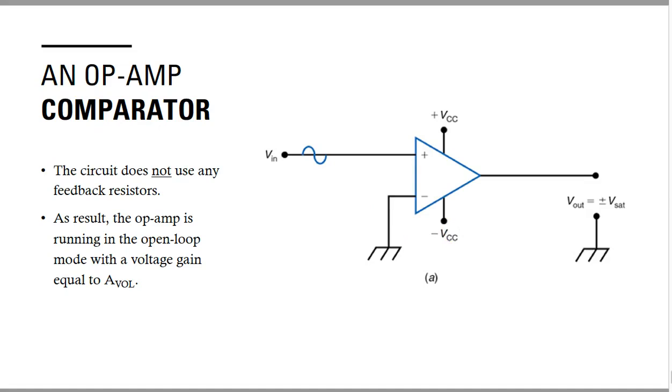Now next we have the comparator. A comparator compares the two voltage levels which are given at the input side, and comparators basically work in the open loop mode, where the voltage gain obtained here will be equal to the open loop gain. That's the same thing written here: voltage gain is equal to AVOL, and this circuit does not use any feedback resistor. As you can see, there is no feedback resistance in this circuit.